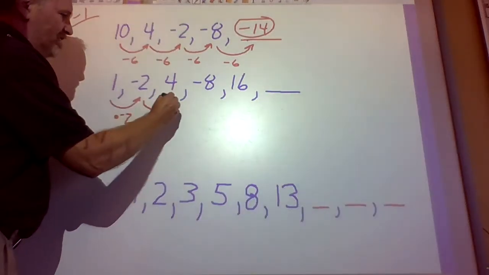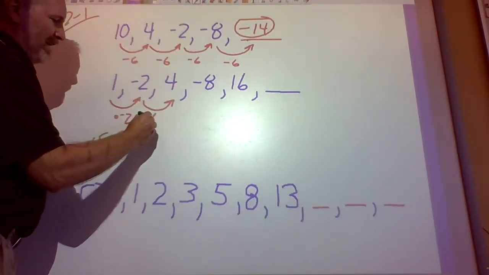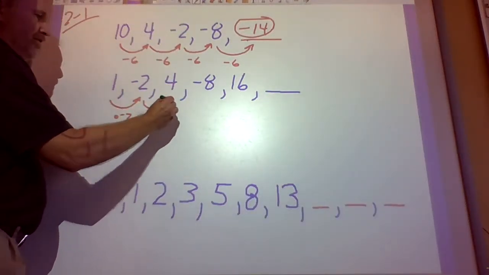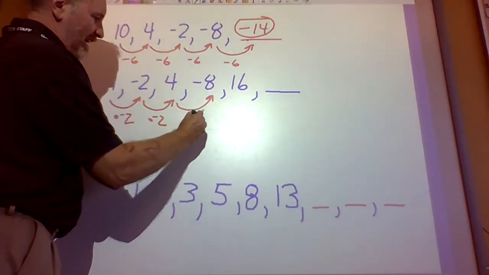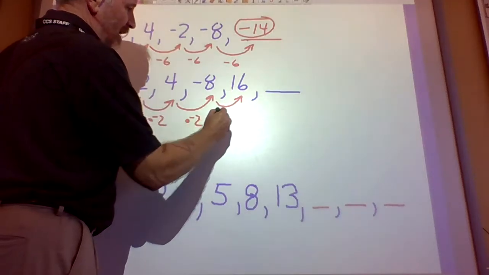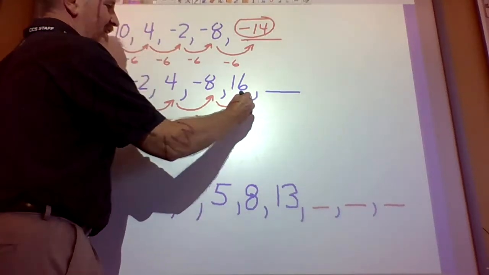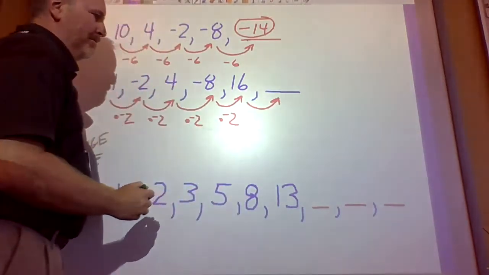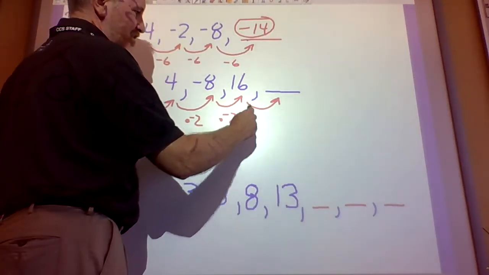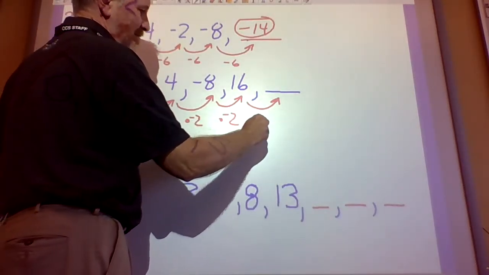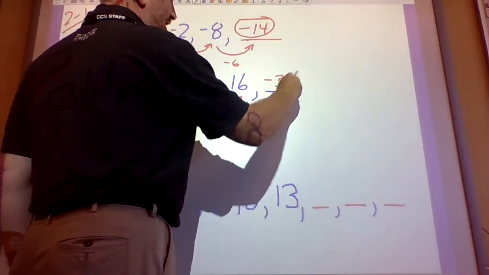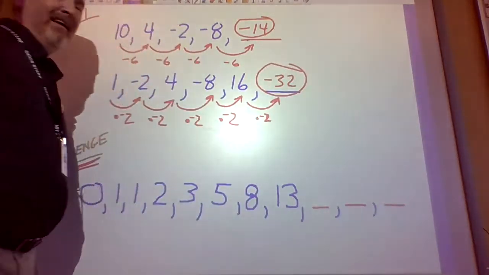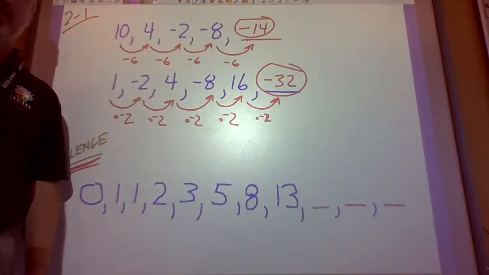And then, of course, to go from -2 to +4, I would times by -2. And then to go from +4 to -8, I'm multiplying by -2. And then hopefully everybody predicted, your conjecture was 16 times -2 would take you to negative 32. Hopefully everybody had that. And if you did, you're doing pretty good.